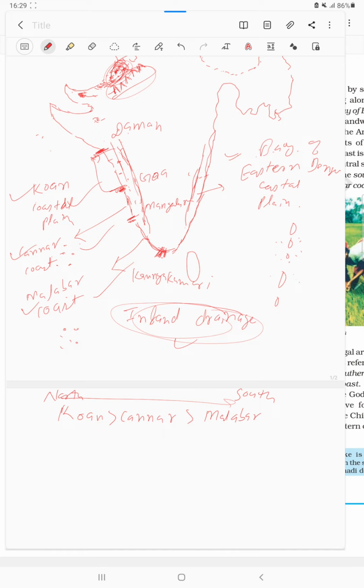Clear? After that, you come to the Eastern coastal plain. Here is the Kaveri Delta.